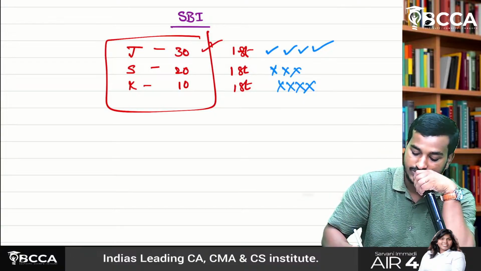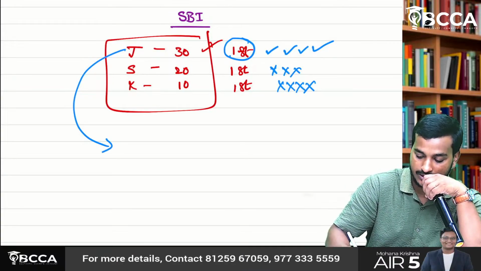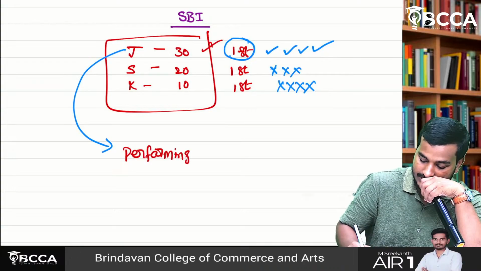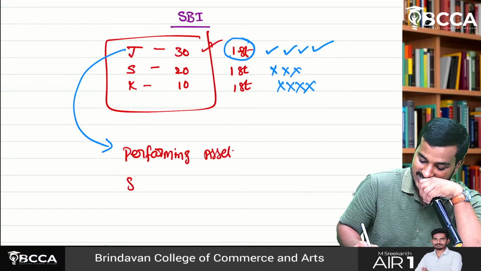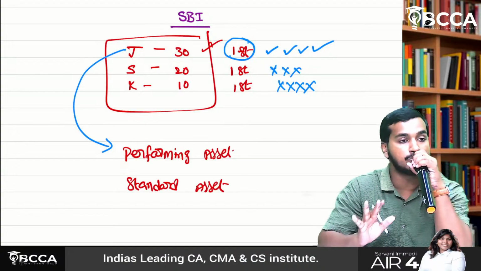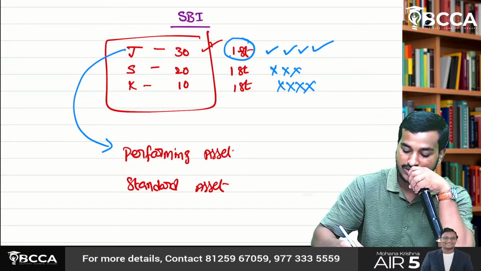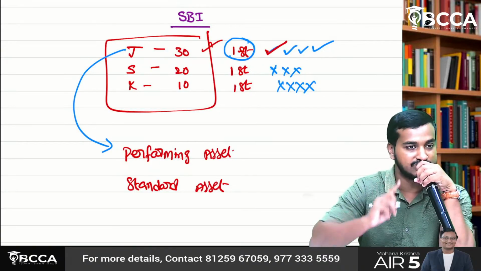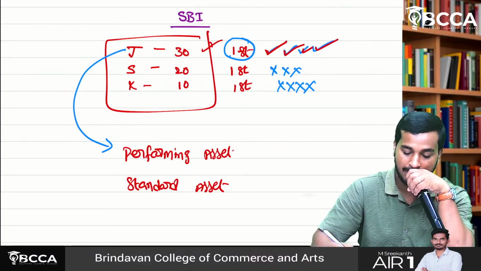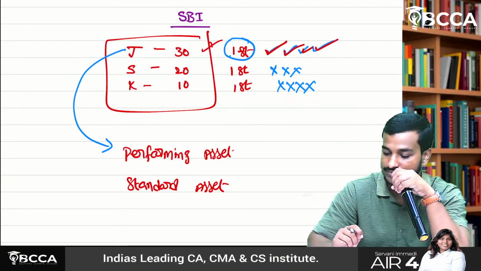Okay? So Jyoti will be called a performing asset. What is that word? Performing asset, or else standard asset. That means no problem with Jyoti. For example, Jyoti paid her EMI on 1st of January, in Feb also, in March also, in April also. But in May, she is unable to pay her EMI.